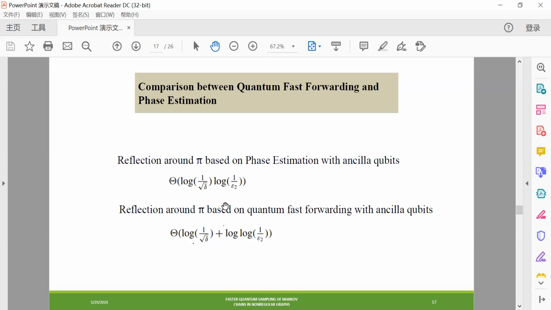In general, if we construct a quantum walk algorithm, we often use phase estimation. Now we give the comparison between quantum fast forwarding and phase estimation. This is the number of ancilla qubits used in phase estimation, and this is the number of ancilla qubits used by quantum fast forwarding. From this, we found that we can reduce the number of ancilla qubits greatly.